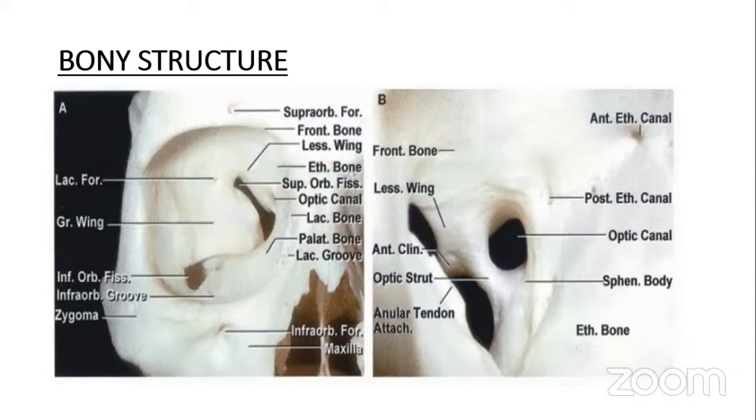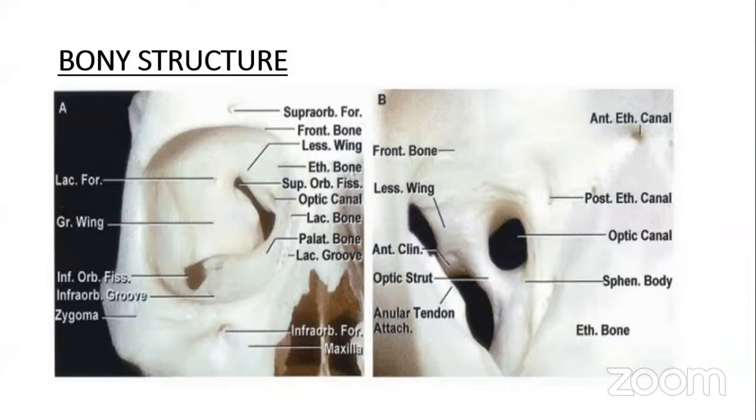infraorbital groove transmits the infraorbital branch of the maxillary nerve that leads forward out of the orbit through the inferior orbital fissure to cross the floor and to reach the infraorbital canal, which ends in the infraorbital foramen.